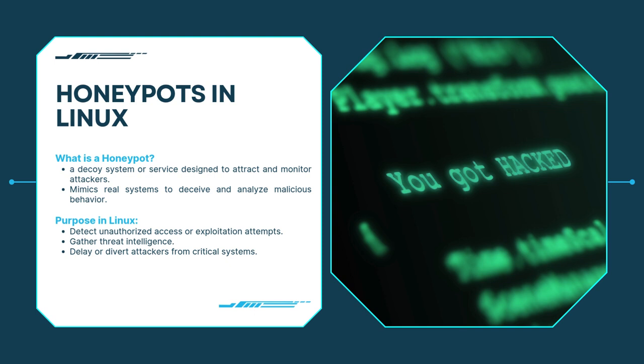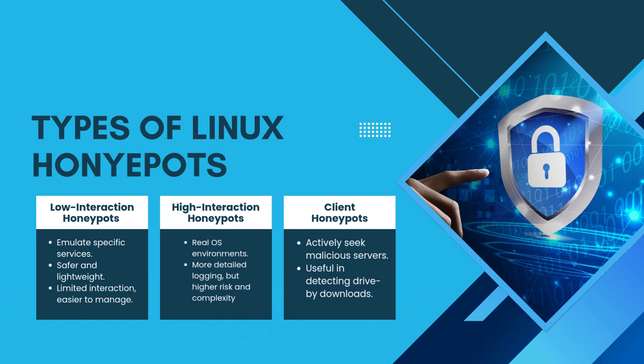If an attacker detects it's fake, they'll move on. And if it's too loosely configured, they might use it as a launchpad into the rest of your network, which defeats the purpose. There are three main types.